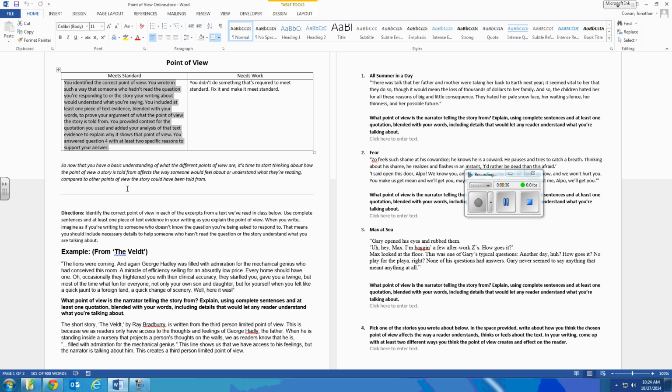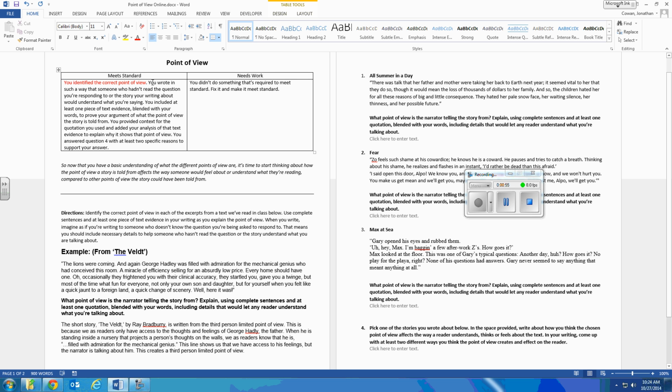Skills-wise, what you're going to be doing in your writing is a little trickier than what you did in theme, potentially, but not entirely impossible. Let's start. I'm going to color code this rubric with the different components. So let's start by reading the rubric together. You identified the correct point of view. Okay, so I'll just make that one red.